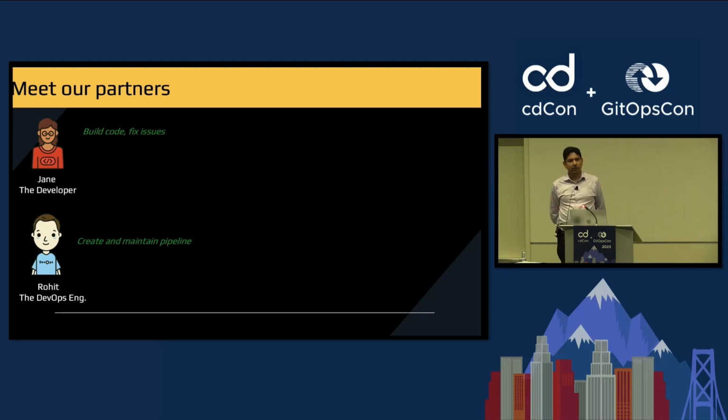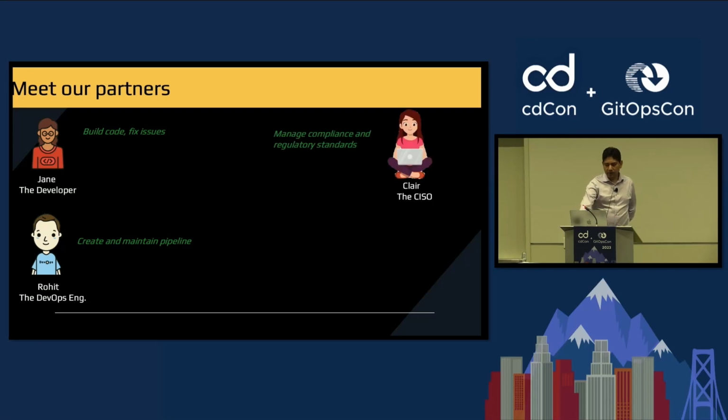Rohit is a DevOps engineer whose responsibility is to manage and maintain the pipeline. Then comes our CISO, the Chief Information Security Officer, and her responsibility is to make sure that the required regulatory and compliance standards are met. The developer engages at the initial stage of the pipeline. The DevOps engineer and CISO look at the later stages of the pipeline. And then fourth is Matt, who is the InfoSec engineer.